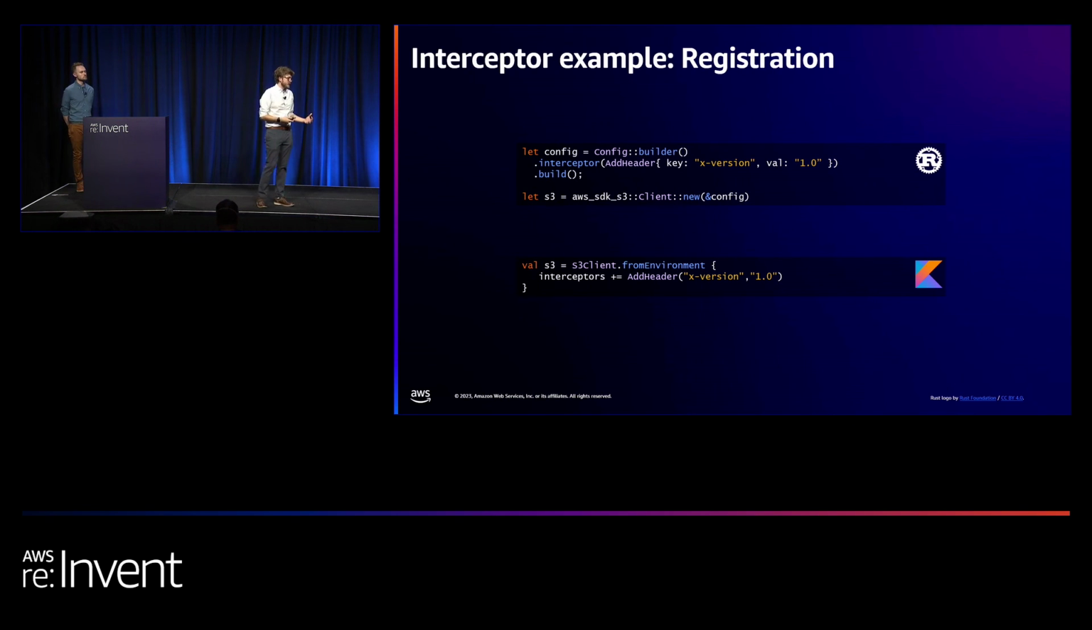Now, these interceptors can be registered either for every request from a client or just for a specific operation. Here on the screen, you'll see an example of those interceptors we just defined in the last slide being added to every request for a client in both Rust and in Kotlin.